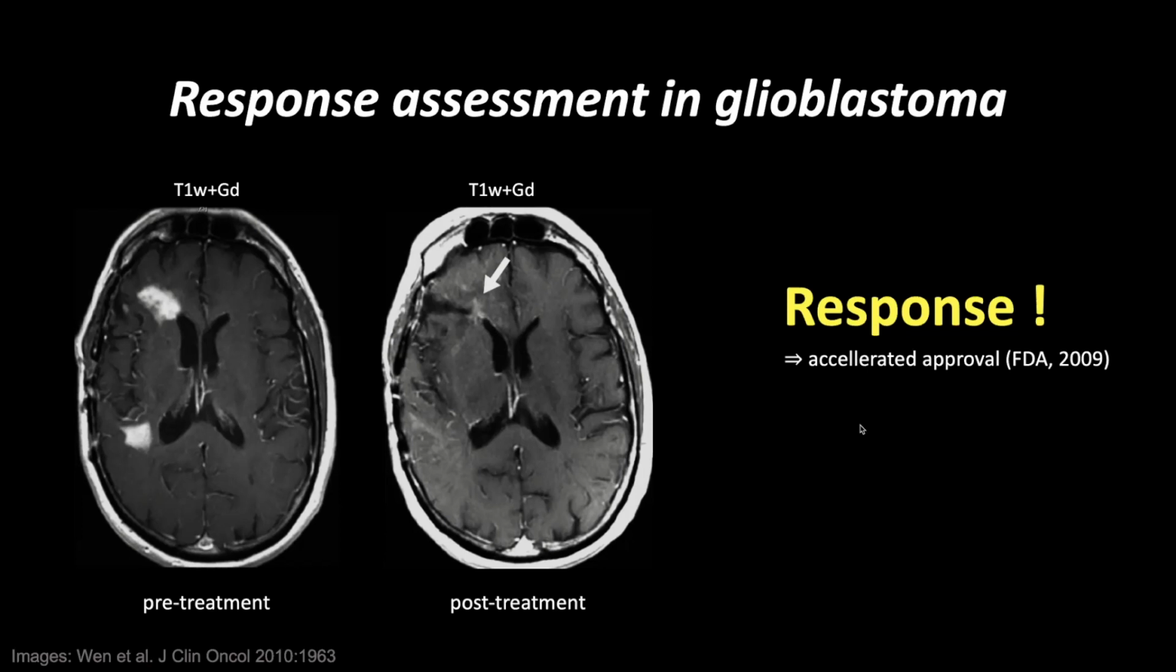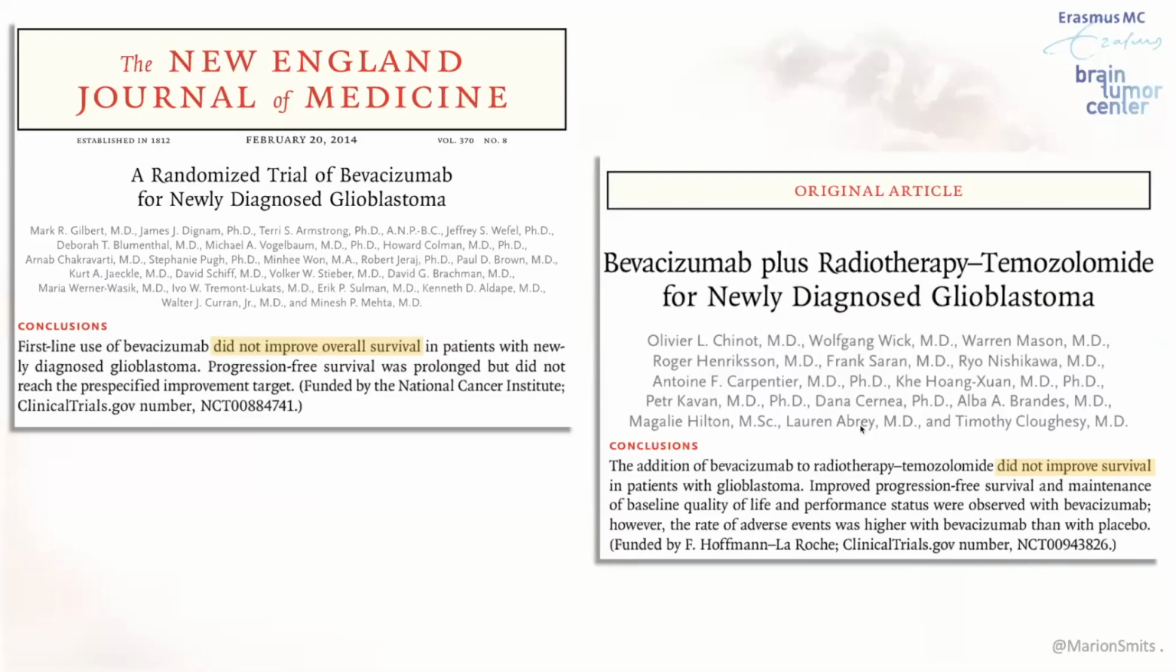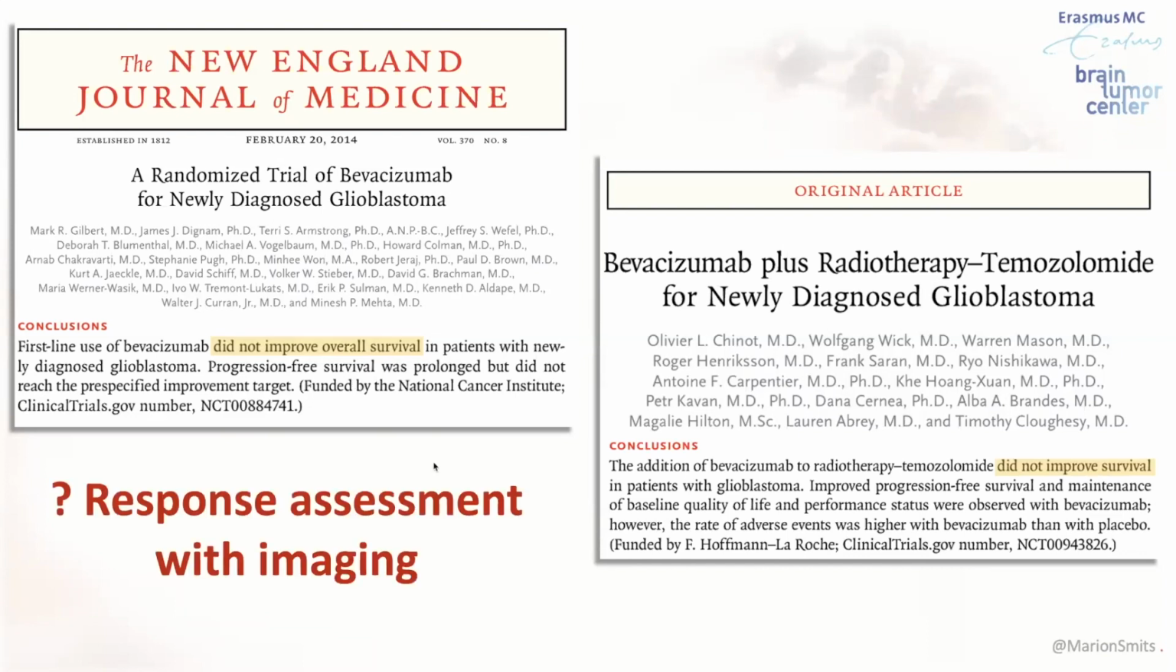But only when we started looking at the primary endpoints, so the overall survival, you can see in 2 big trials that bevacizumab did in fact not improve overall survival. So even though progression-free survival was longer and the imaging abnormalities were gone, the overall survival was not actually better. And that's based on our still current clinical trial endpoints or outcomes with RANO, where we measure the enhancing portion of the tumor.